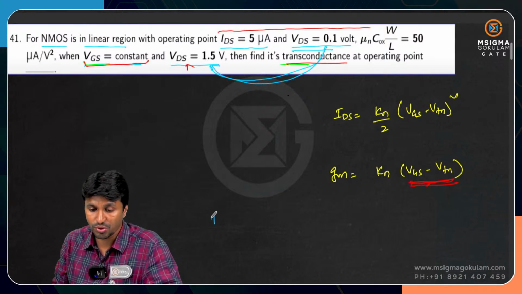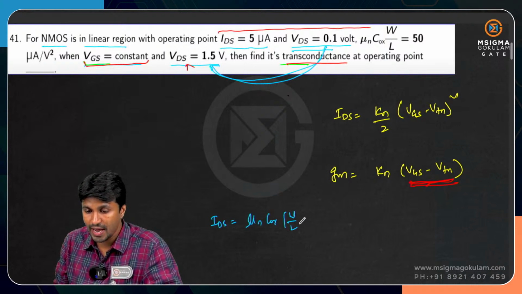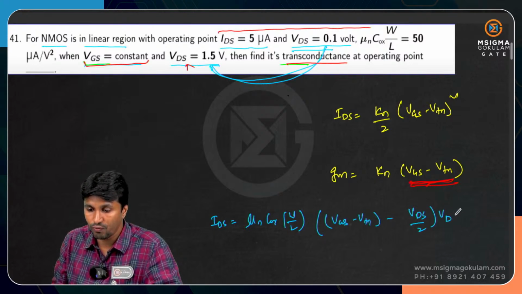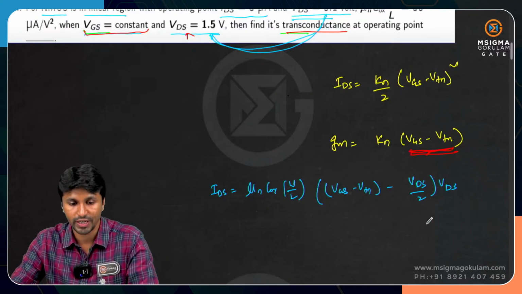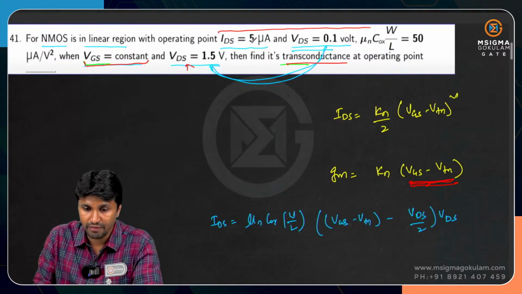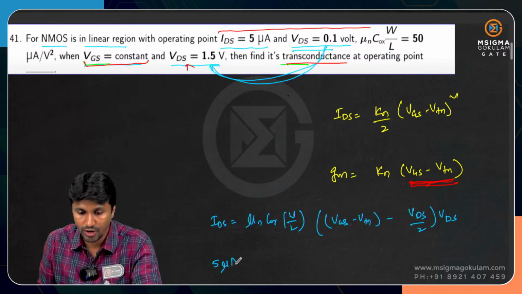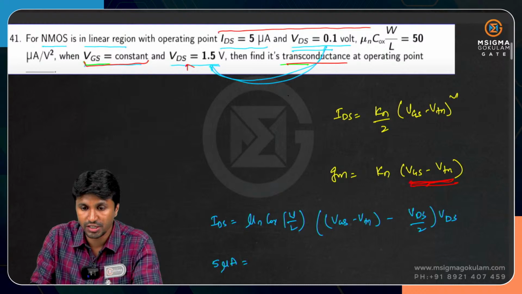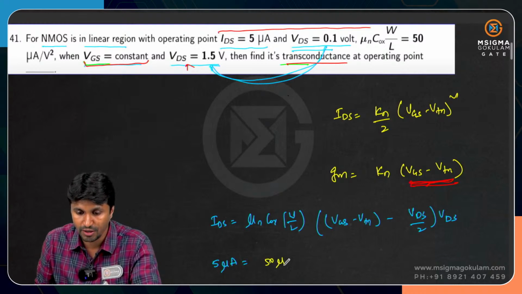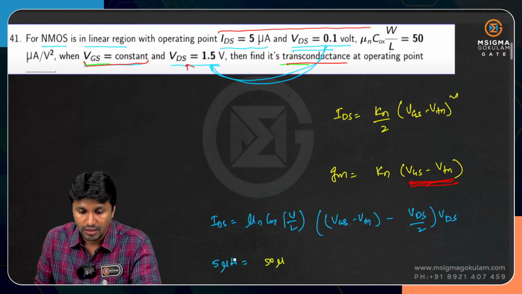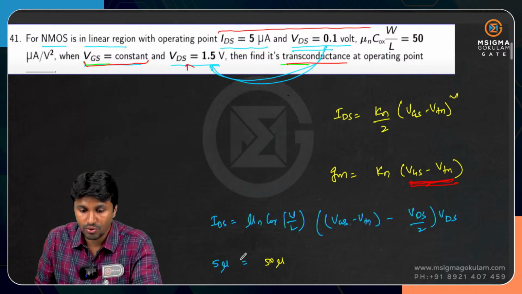Using the first condition, IDS is equal to mu n Cox W by L into (VGS minus VTN minus VDS by 2) into VDS, right? So look at this one. What is the current flowing through the MOSFET? It is given as 5 microamperes. So this is equal to mu n Cox W by L, which is given as 50 micro. I'll take out this unit. So 5 micro is equal to 50 micro into, this is what we require.